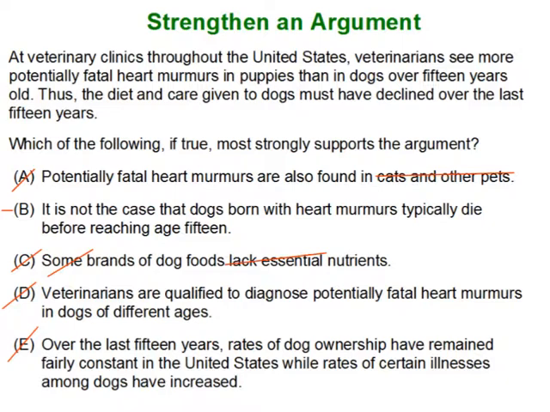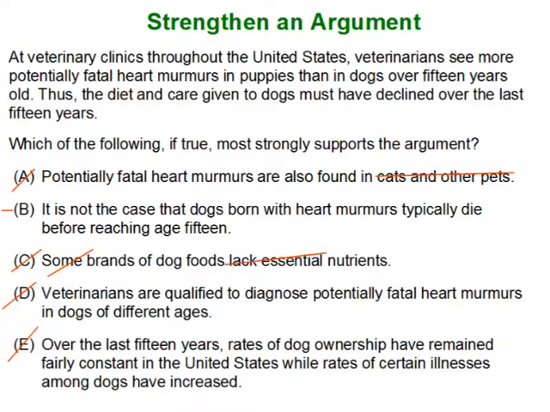So what's interesting about this choice is it doesn't directly support the idea that diet and care have declined. However, it does support the idea that the observations that the vets are making are abnormal. So what's weird about this one is it doesn't directly support necessarily the idea of diet and care, but it does the most of the five choices to support that idea because it basically says, hey, the vets are seeing more puppies with heart murmurs, and this is weird. So there must be some other cause out there. There must be something strange happening. Whether or not this strange thing is diet and care, we don't know.